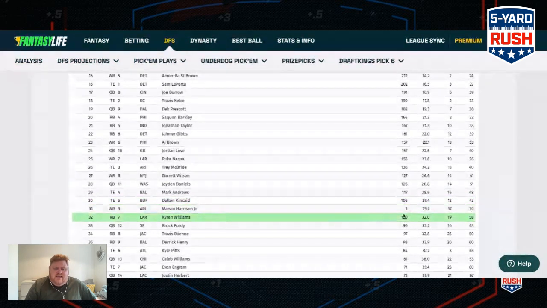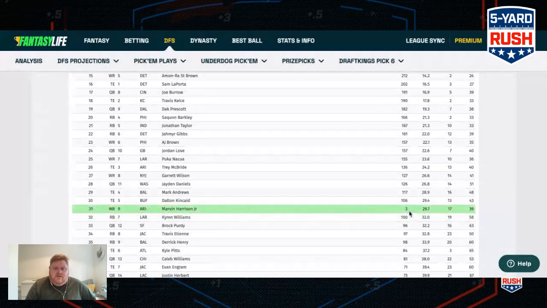Marvin Harrison, we can see this is a bit of a false ADP, and the reason why is he's only been drafted 3 times, so realistically he is much lower on boards than where he is here as the wide receiver 9. It's just very difficult because he's been drafted at the highest of 17 and the lowest of 39, but he's only been taken in 3 drafts.